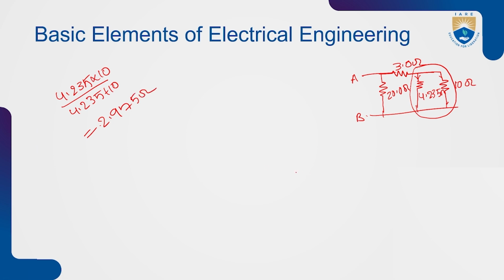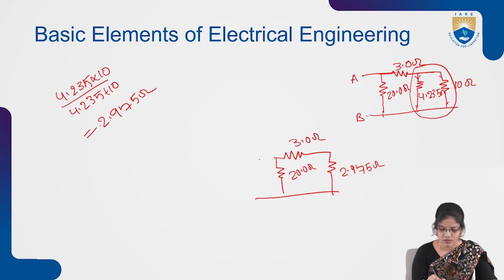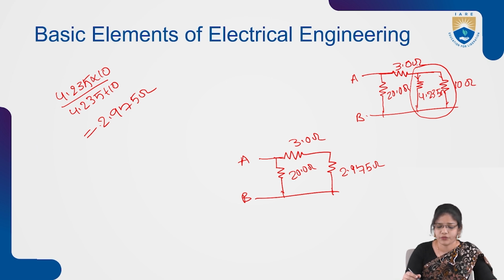Again we need to redraw the circuit. The circuit can be redrawn in this way. This resistance will be 2.975 ohms, and here it will be 3.0, and this resistance will be as it is, 20.0 ohms, and the terminals will be A and B. After reducing these two parallel networks, we get 2.975 ohms. It can be redrawn with a single resistance. The value of the resistance will be taken as 2.975 ohms.